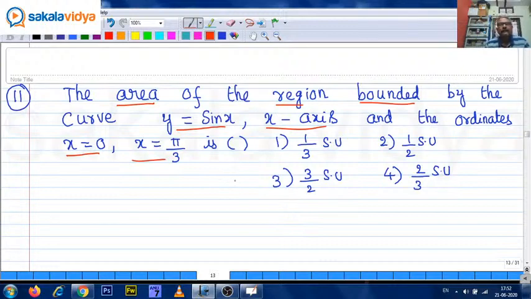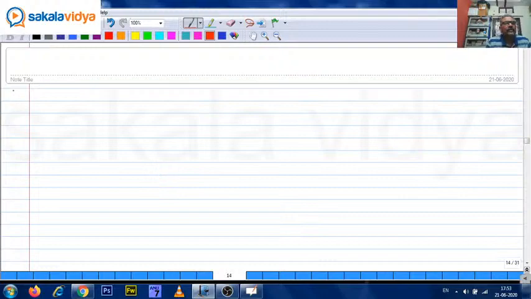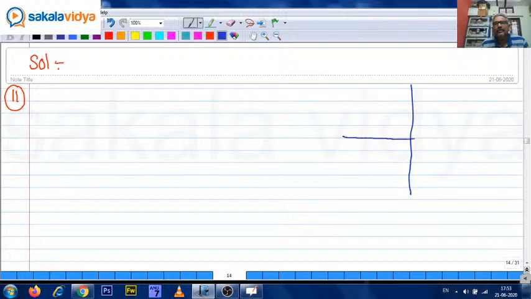Right. So now the 11th solution. Before going to the solution, let's have a little bit of discussion on this one. Okay, this is a rough sketch. Okay, x dash and y dash.